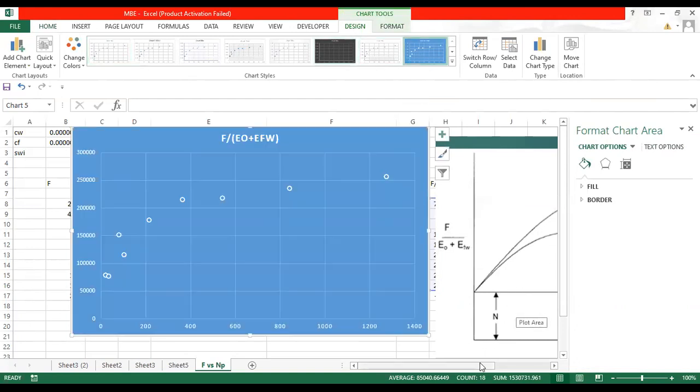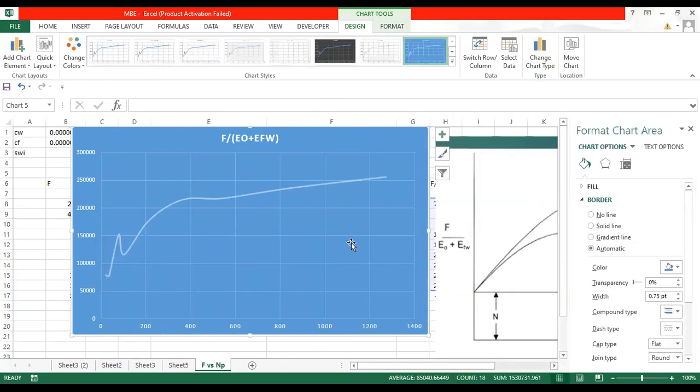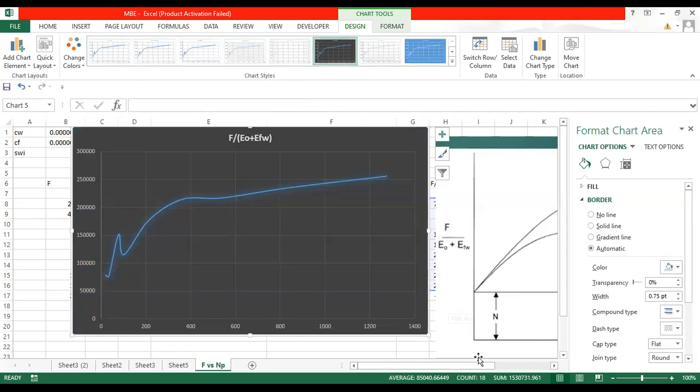So what is the impression that we got from this original graph? The y-axis is F by EO plus EFW, and x-axis will be NP. So I will try to keep it as a direct one; I will change the type of graph. Let me go like this. So this is how my graph looks like. I will go with this.